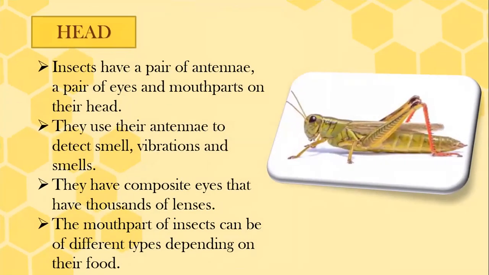Okay, now let's learn about the head of the insect. Can you see this picture of a grasshopper here? Just look at the head part. Okay. Insects have a pair of antennae.